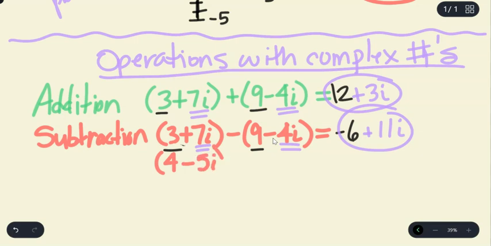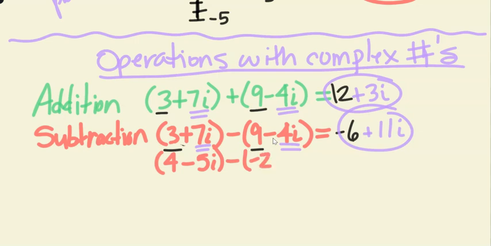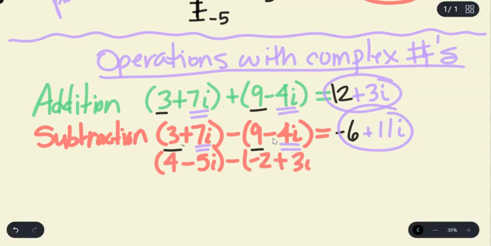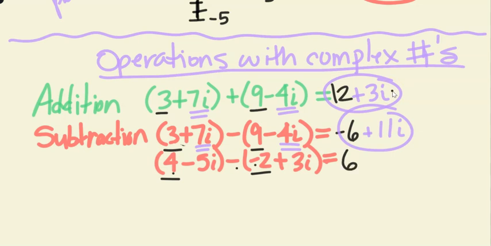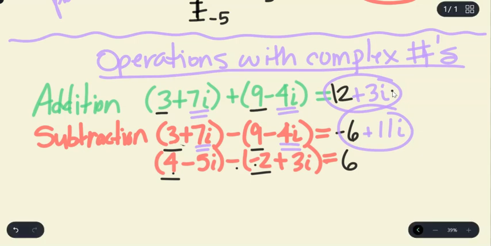Let's do one more example because subtraction, again, tends to be the bane of everyone's existence. So 4 minus 5i and negative 2 plus 3i. So let's complete our subtraction here. Now I'm looking at my real component, 4 and negative 2. So I have 4 minus negative 2. That minus a negative becomes a positive. That's 6.